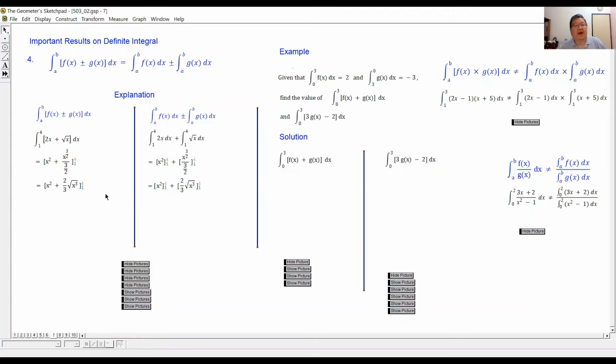Right? Now on the right hand side, this one I just copy down. x squared is still x squared. The limit is still 4 and 1. All the limits must be the same, you cannot change the limit. Then 2 over 3 square root of x cubed, I am also going to integrate and substitute 4 and 1 inside. So far okay or not?